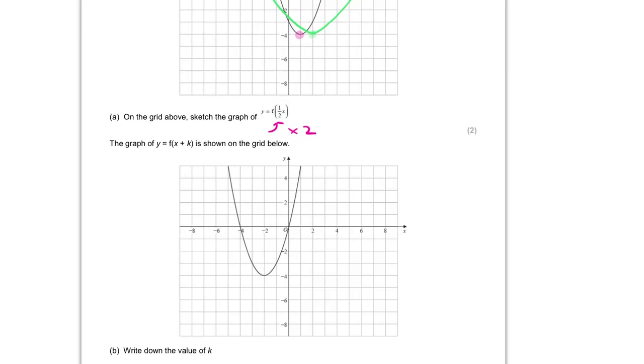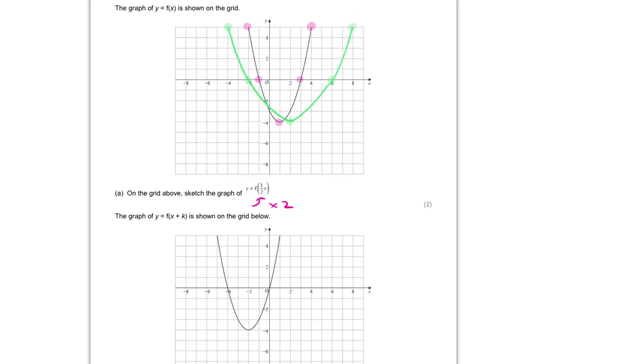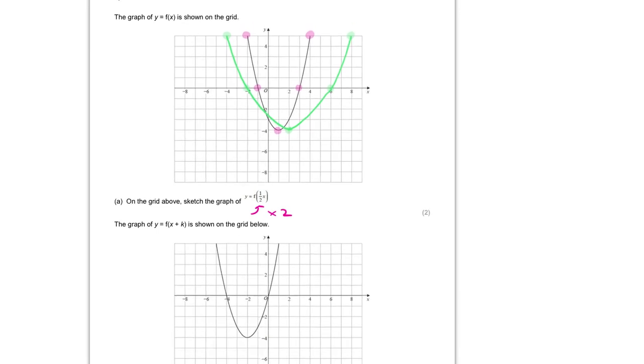So from the original graph, this is now the graph of f of x plus k. So what's happened to the graph? First of all, inside the bracket, who does it affect? X. We know it affects x, and because it's a plus k, it means we're actually moving to the left. Okay, move to the left. Now, it's really easy when we just use our minimum point. Our minimum point here was 1, minus 4.